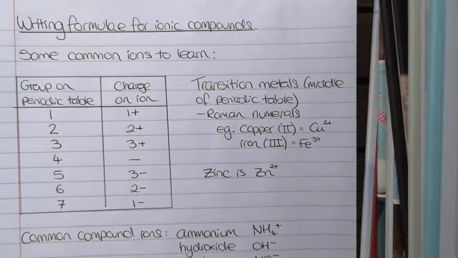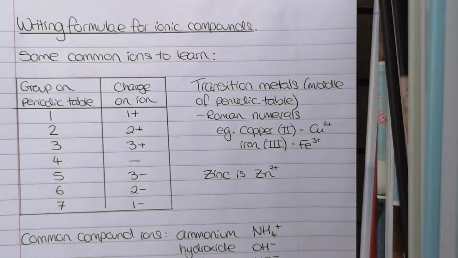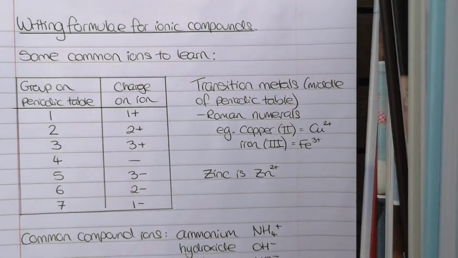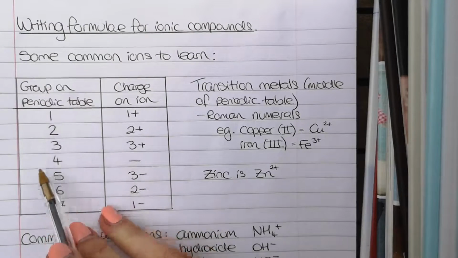This video is about how to write the formula for different ionic compounds. So formulae is the plural of formula. First of all, you need to make sure you know how to work out what the charge is on an ion. You can do that by looking at the periodic table.